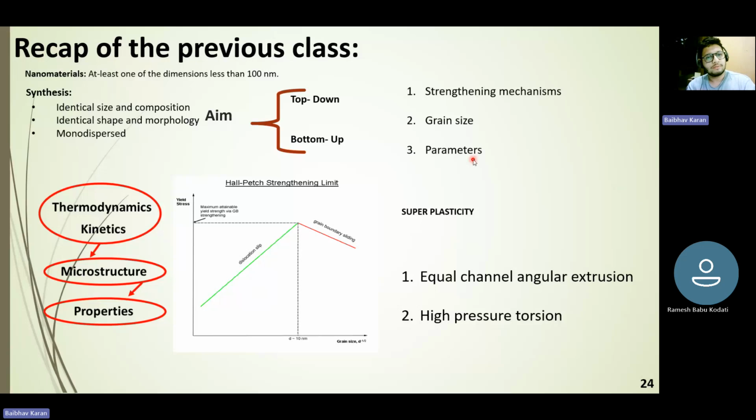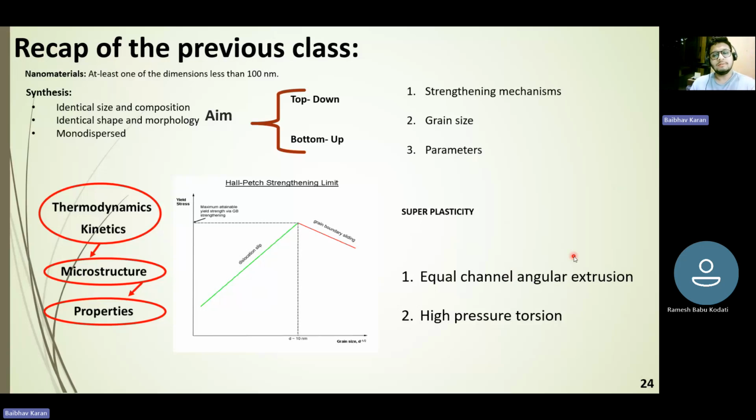To save us from this problem, we have two other methods. One is the equal channel angular extrusion method and the other is the high pressure torsion method. In these two methods, one focus is there: we are doing severe plastic deformation on the sample. This severe plastic deformation in turn helps us to get nanograins.